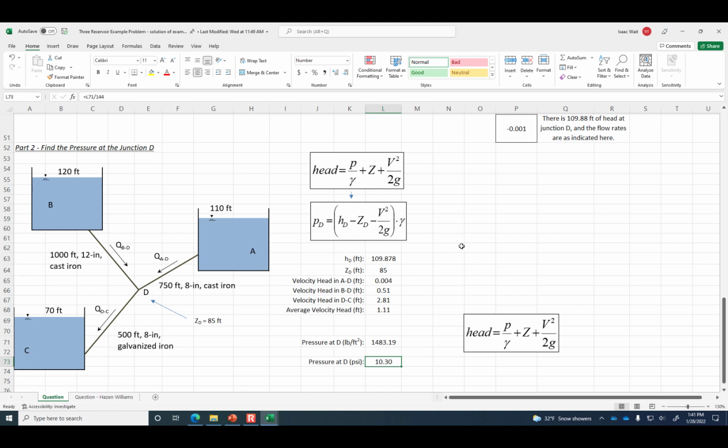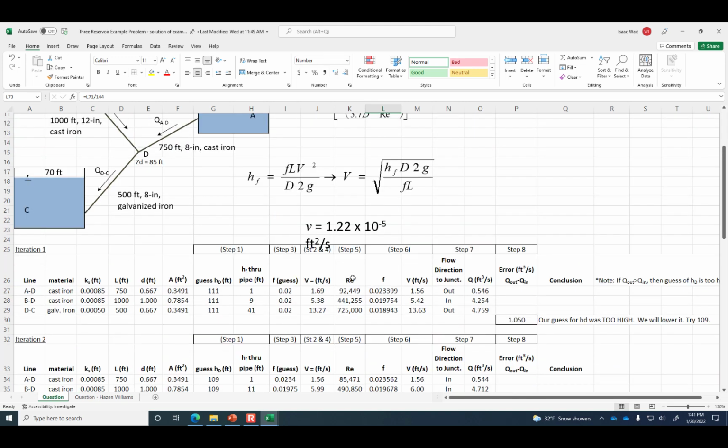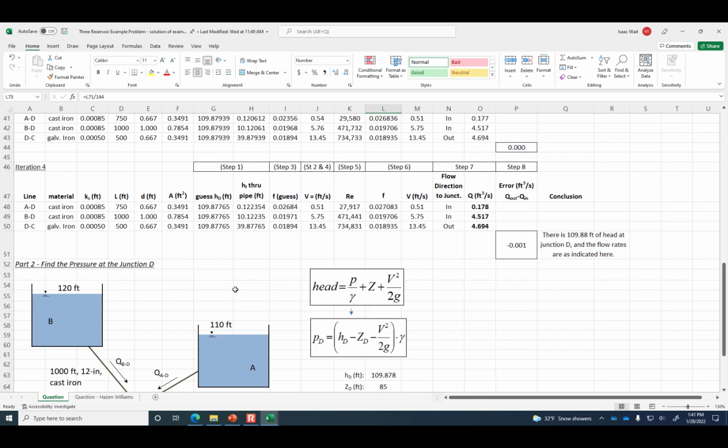All right, so at least now we've been through in the Darcy-Weisbach how we can determine the flow rates and, with a known elevation, find the pressure at junction D.